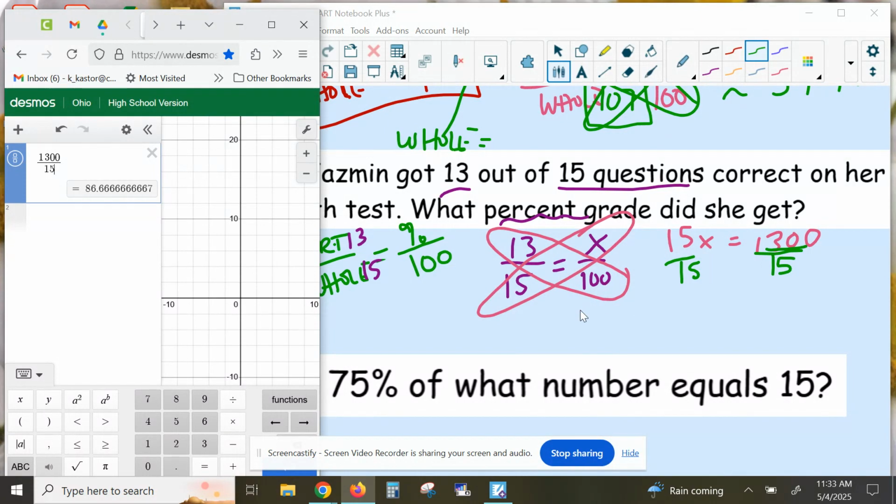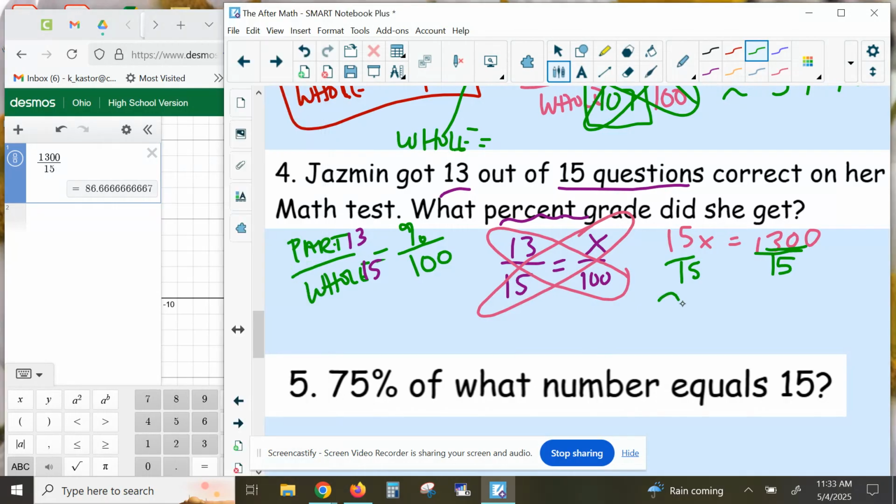So what percent is approximately 86 points? I'm going to round that to 7. About 80. It doesn't say what to round to, so I'm just going to do 86.7%.